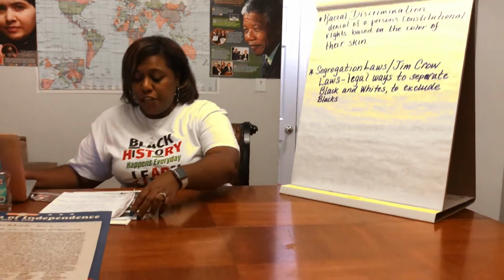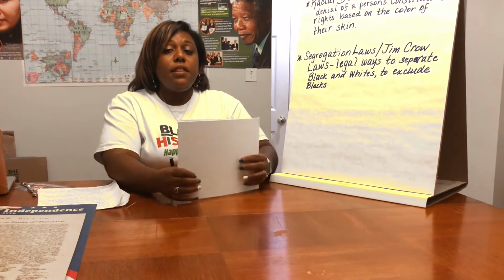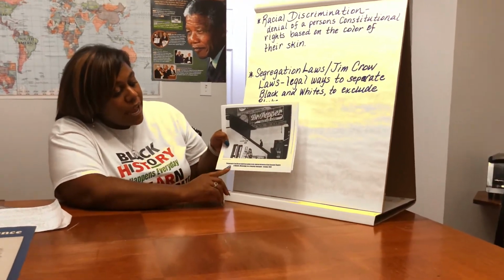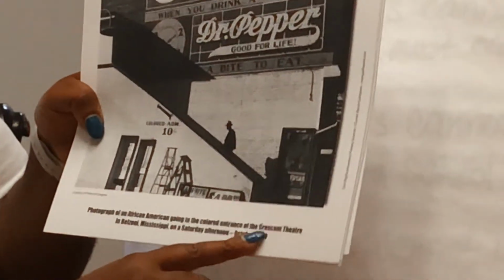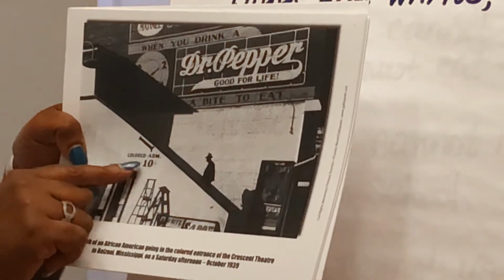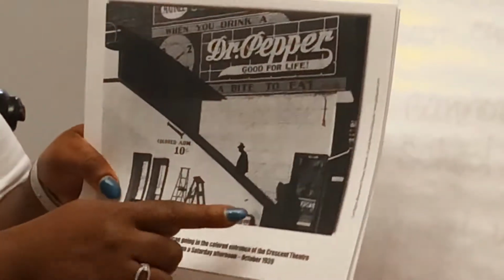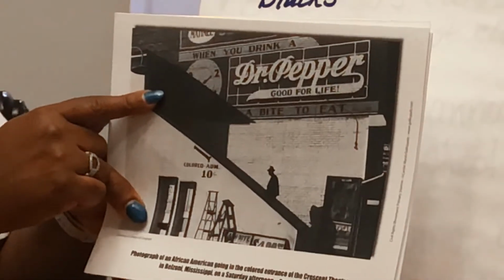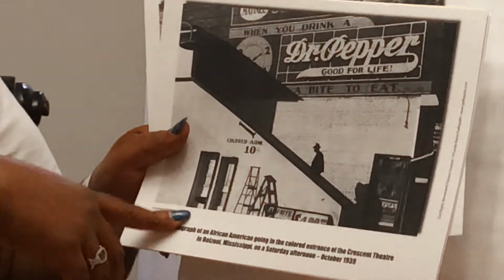I found some pictures, so these are going to be another primary source. So here we have a photograph of an African American going into a colored entrance in the Crescent Theater in Mississippi. And so you'll see that this entrance right here, 10 cents to go to the movies, believe it or not. But black people had to sit in the balcony while white people went in through a main entrance down on the first level. Okay.